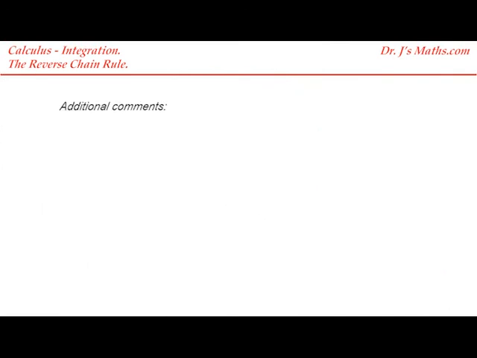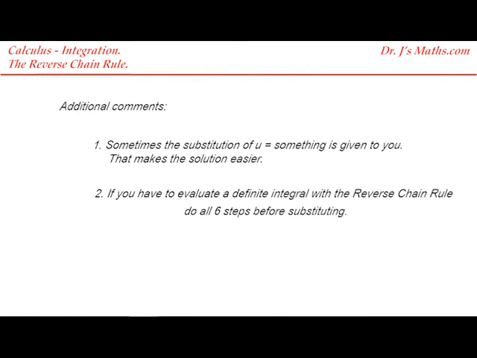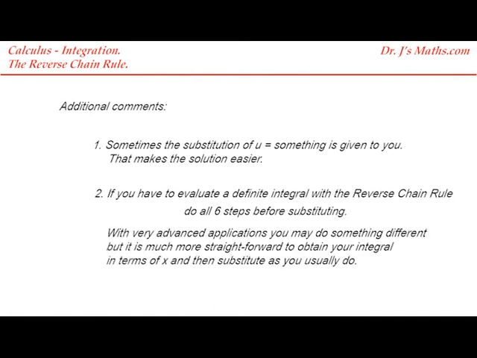In conclusion, just a couple of quick comments. Sometimes the substitution of u equals something or other is given to you. Of course, that makes the solution a lot easier. You don't have to look for the substitution yourself. Secondly, if you have to evaluate a definite integral with the reverse chain rule, do all 6 steps before substituting. With very advanced applications, you may do something different, but it is a much more straightforward step to obtain your integral in terms of x first, and then substitute as you usually do.